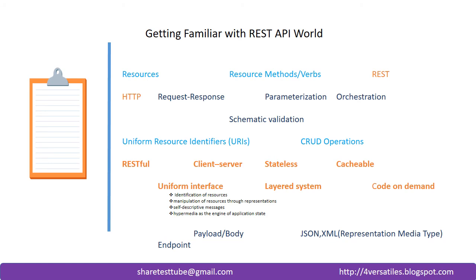resource is following certain standards or representation of that particular resource. That representation is something called the representation media type, and this could be anything. It can be JSON, it can be XML, it can be text, and it can be HTML. So there are many forms of representation. That is what the representation media type is.